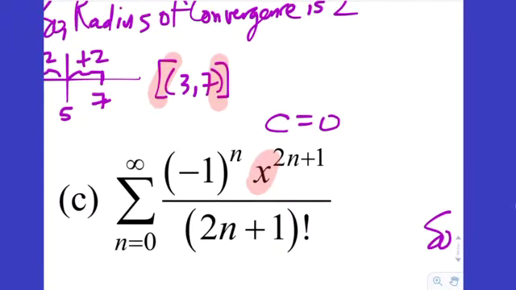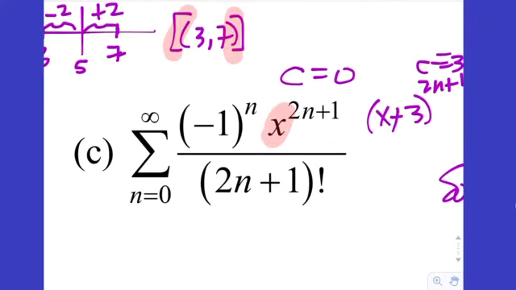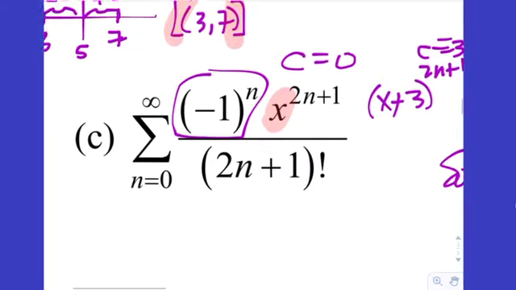Because if it weren't, it would be something like x minus 3 to the 2n plus 1, and then the center would be 3. Or if it were plus 3, the center would be negative 3. Okay, so it's just x, so the center is 0. So it's an alternating series as well. You might spot the alternator there.